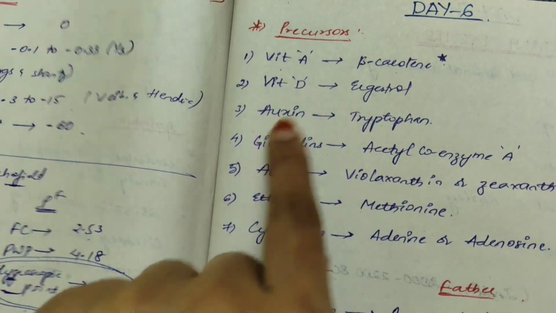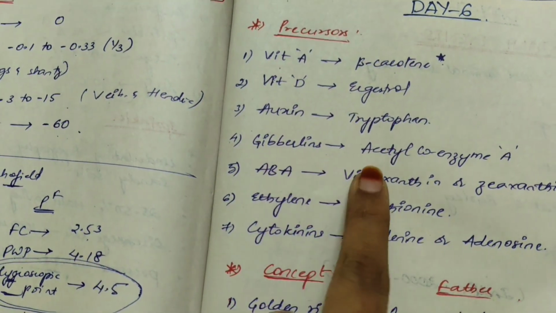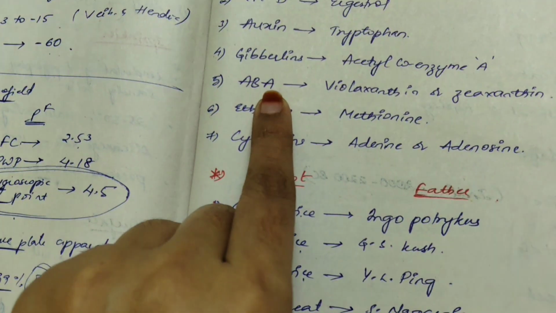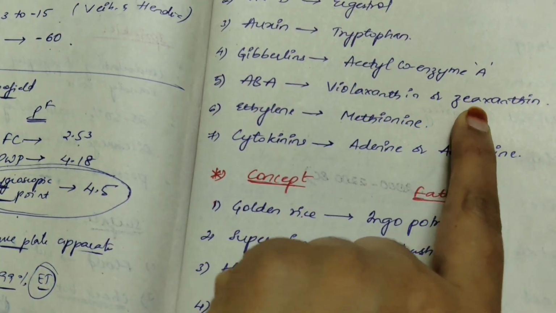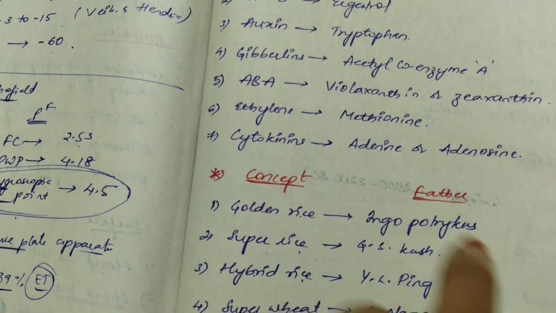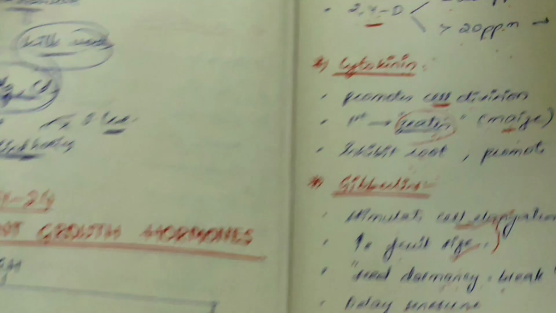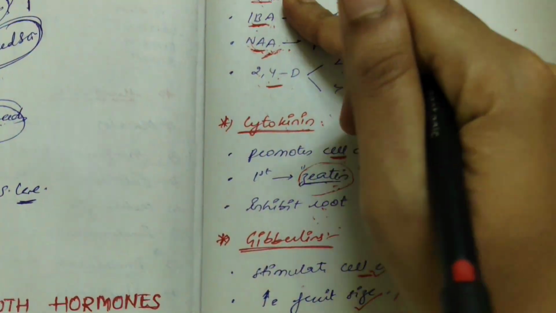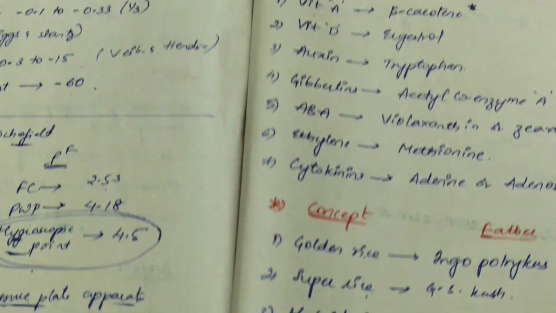Auxin precursor is tryptophan, gibberellins acetyl coenzyme A, very important. Abscisic acid: violaxanthin or zeaxanthin. Ethylene: methionine. Cytokinins: adenine or adenosine. Okay, try to cover these topics. Hormones, hormone functions, after that precursors.